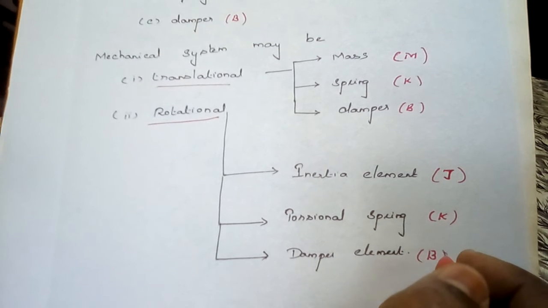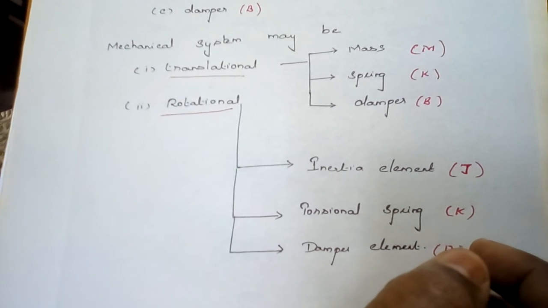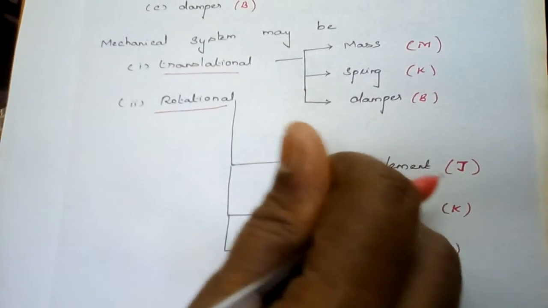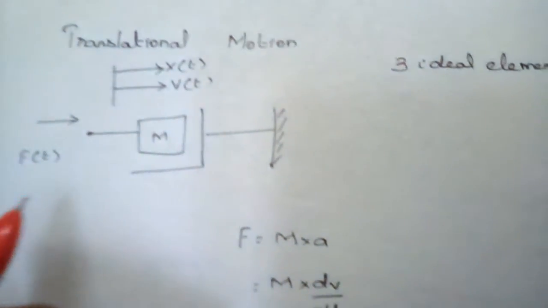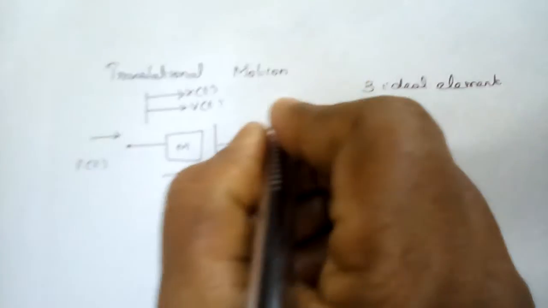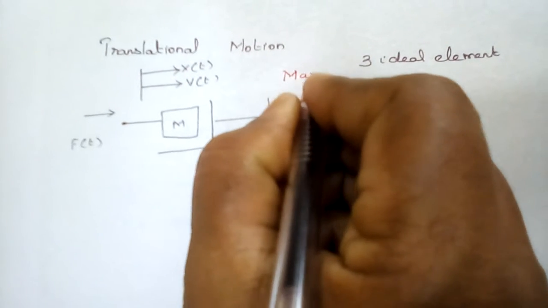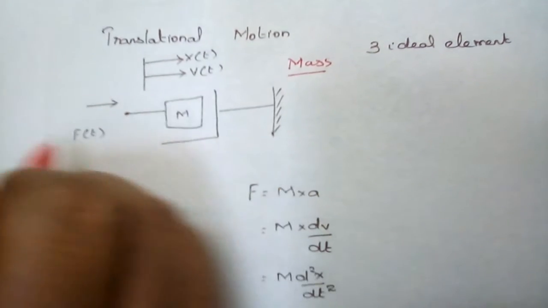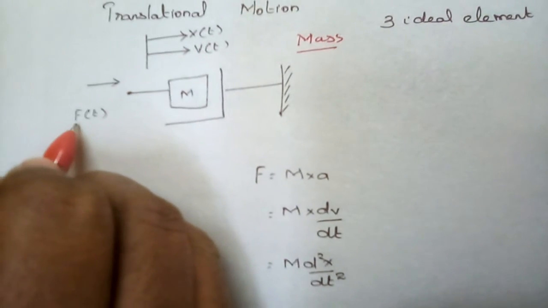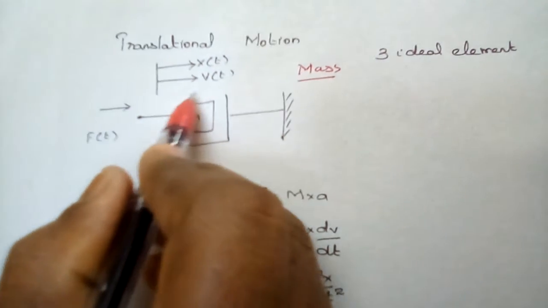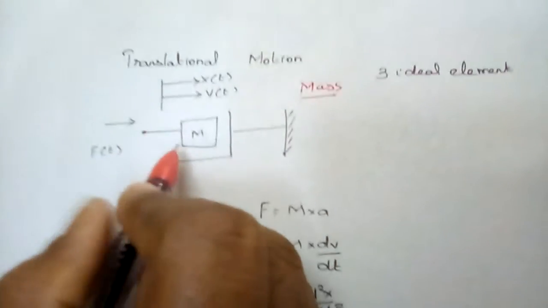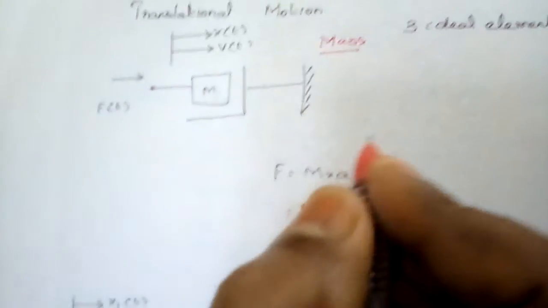Coming to the translation motion, let us see the elements one by one. In the case of translation motion, it consists of three ideal elements. An ideal element is said to be fixed at one end. This is the mass element. In the mass element, it is fixed at one end and excited by the force f of t, and x of t is the displacement, v of t is the velocity experienced by the mass element.